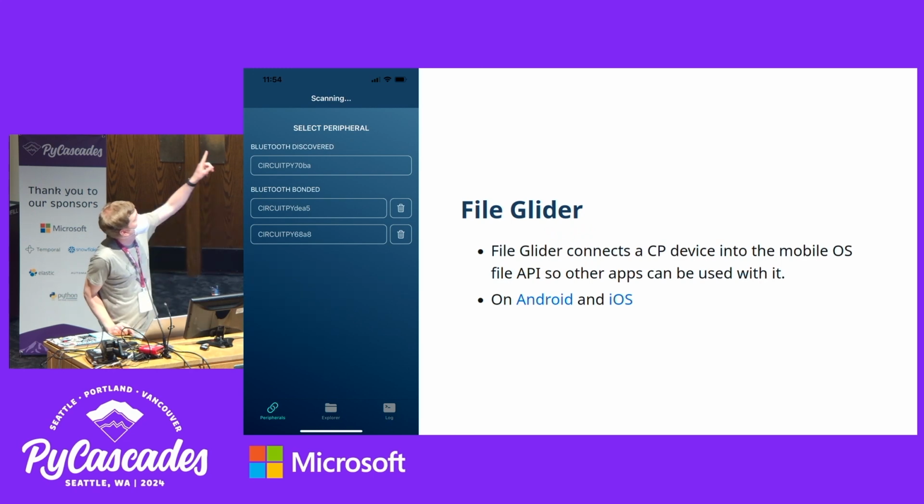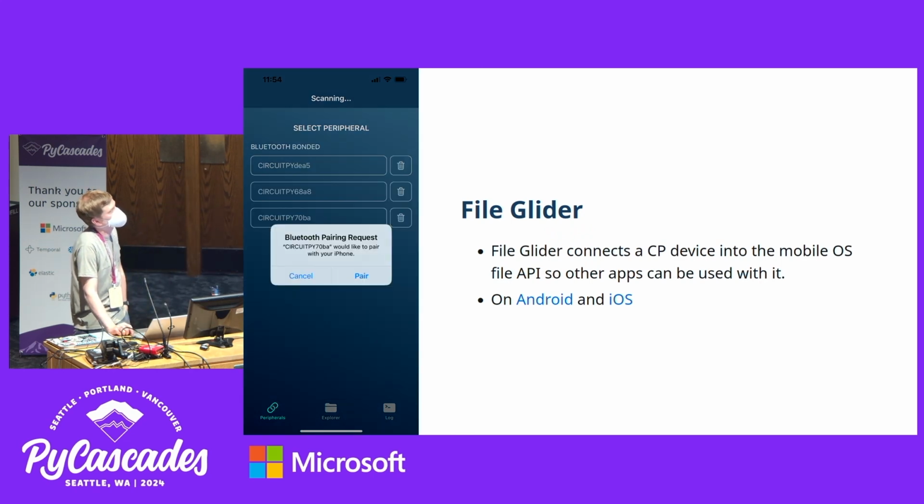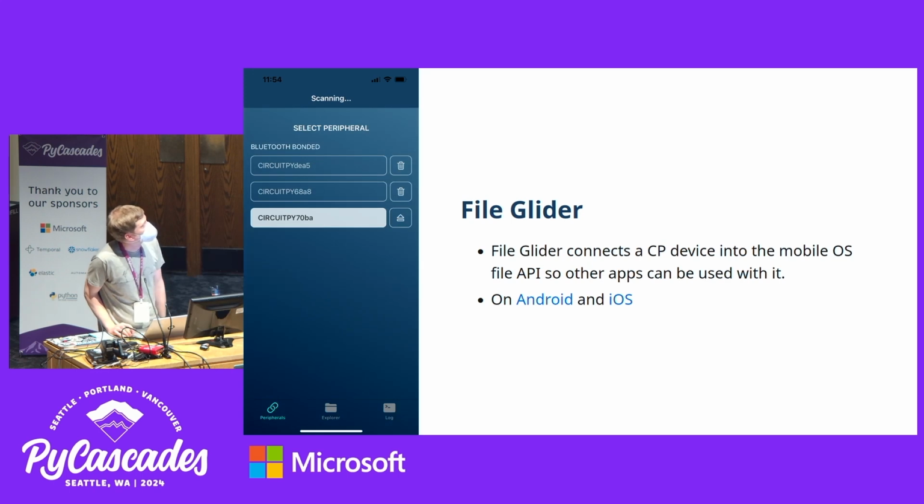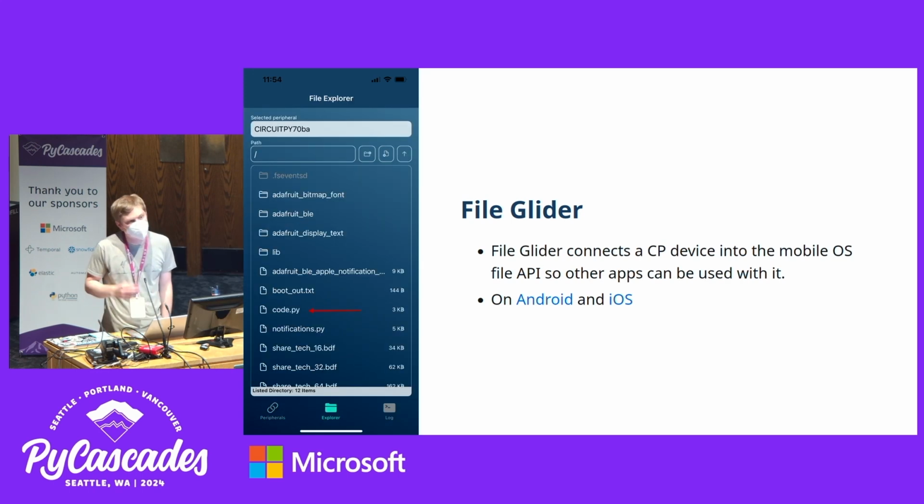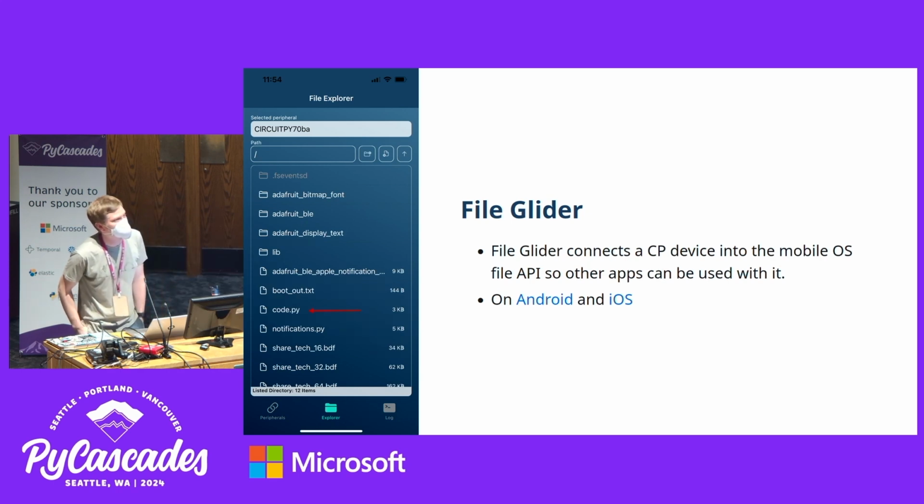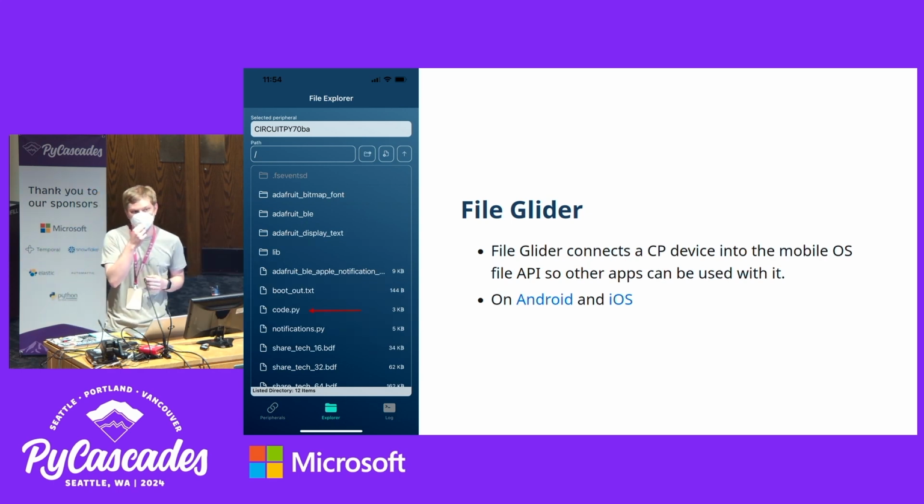Once you do that, you'll see a new device is discovered. It will ask you to pair. This gives it more permissions and access. Once you do that, you can explore. So this is the File Glider app, which I didn't introduce. But this is the file system part of the workflow that I was talking about.